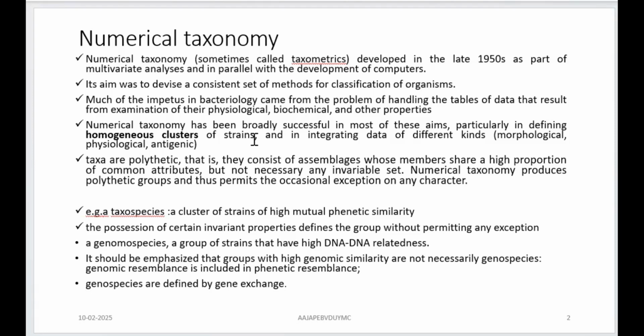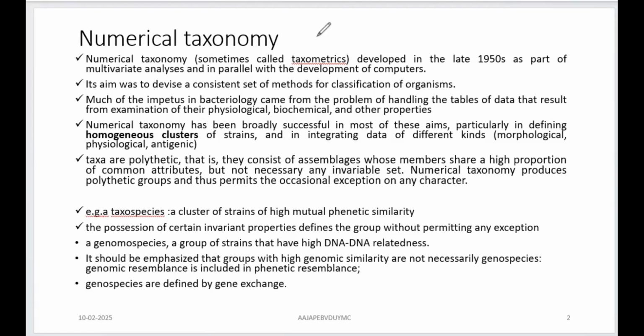So, a homogeneous cluster of strains. Of course, you can find out this homogeneity by comparing different characteristics, which could be the antigenic nature of bacteria, physiological processes and parameters, or morphological appearance. All these characteristics can be compiled together, and then you are going to cluster the organisms. How? We will learn, right? So clustering the homogeneous ones into a group, that is what is a concern, right?